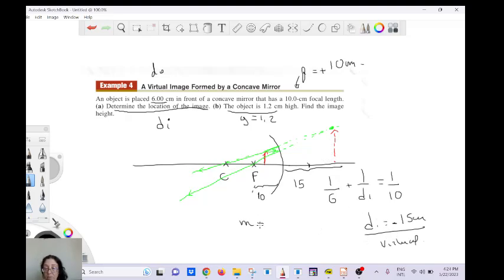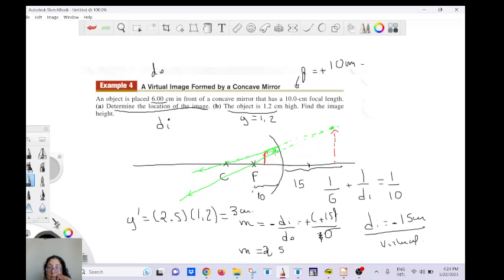Now the magnification is going to be minus d sub i over d sub o. So it's going to be minus, minus 15 over d sub o, which is 6, not 10. So it's going to be 2.5. It's positive. It's 15 divided by 6, which is 2.5. So y prime equals 2.5 times 1.2, which is 3 centimeters. So this is 1.2, and this is 3.